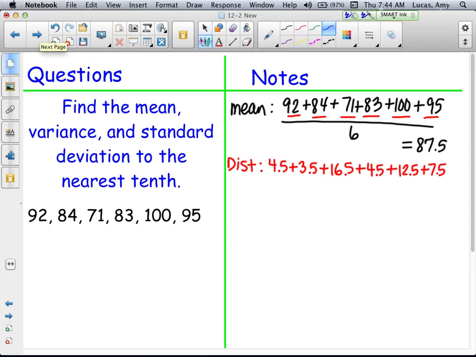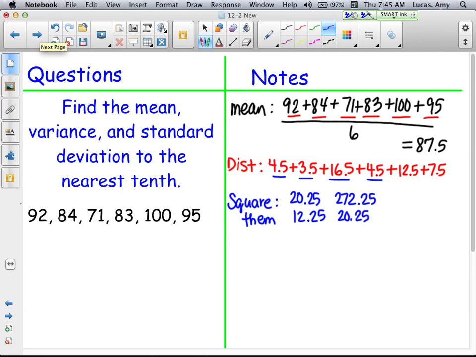Now the tough one. We have to square each one of these. So this is going to take up some space for me. So 20.25, 12.25, 272.25, another 20.25, 156.25, and 56.25. Okay, then I need to average them. So this is going to give me my variance. So I need to add these all up and divide by 6.